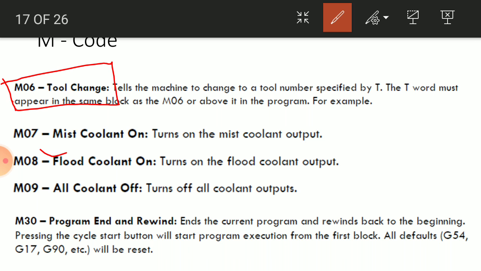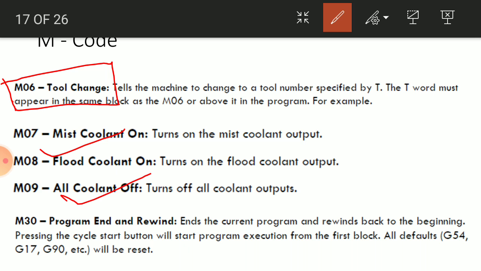For coolant on or off purpose we are using M07 and M08 for the coolant on, and whenever you have to switch off the coolant you have to use M09. As you know, the purpose of the coolant is to carry away the heat and to provide lubrication. For these various purposes we are using coolants, and they have to be switched on or off. A coolant pump is also provided in a lathe machine and milling machine. To switch it on or off we are using the M codes: M07, M08 for on, and M09 for coolant off.